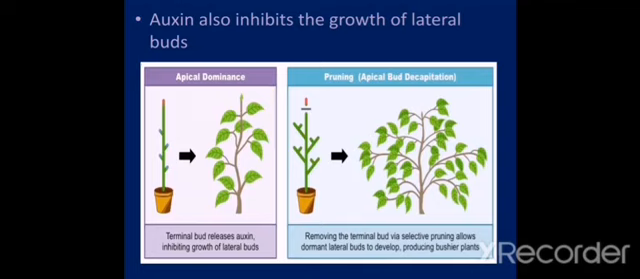Auxin has another function on plants. Auxin inhibits the growth of lateral buds. In the first diagram, you can see lateral buds are not growing as the apical bud is growing well. This process is called apical dominance. In the second diagram, the apical bud has been pruned, cut off. So you can see what happens. All lateral buds are growing nicely. So the plant has become a bush.